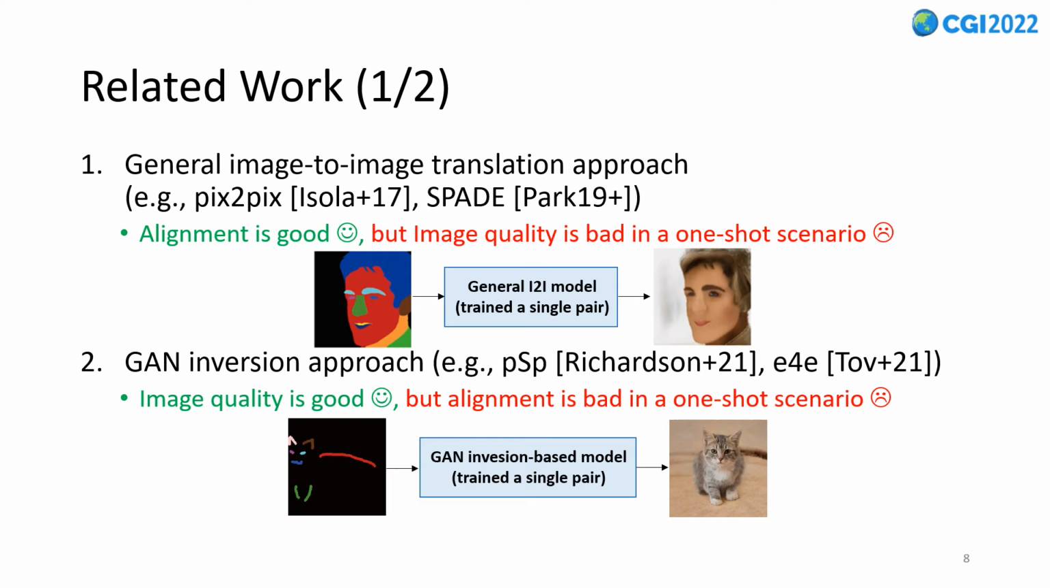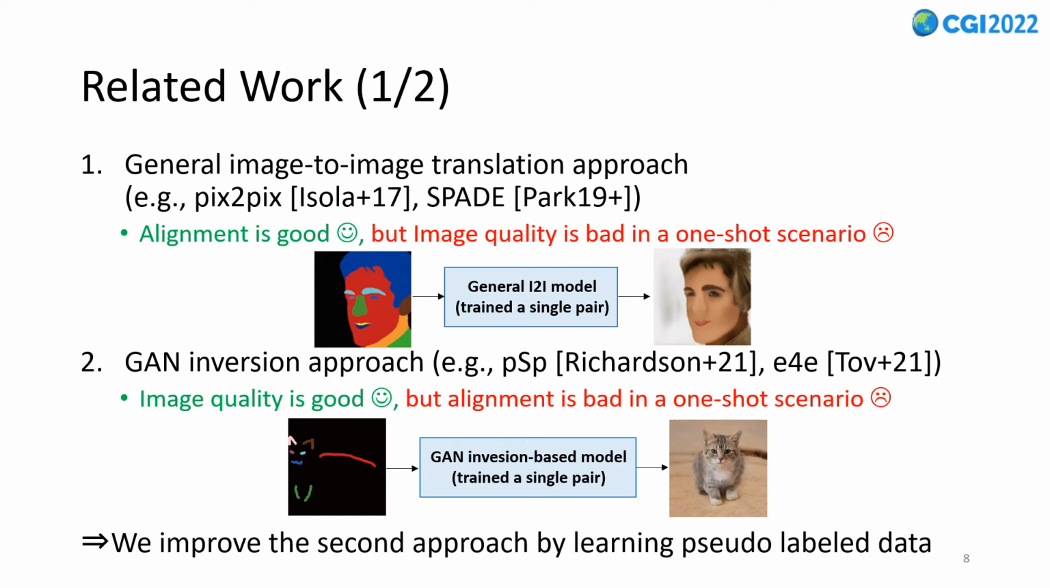Next, I will introduce related work. Again, there are two approaches to generating images from semantic inputs. The first one is a general image-to-image translation approach, such as pix2pix and SPADE. This approach can generate images aligned with given semantic maps, but their quality is bad in a one-shot scenario. The second one is the GAN inversion approach, such as pSp and e4e. In the results by this approach, image quality is good, but alignment is bad in a one-shot scenario. We therefore improve the second approach by learning pseudo-labeled data.